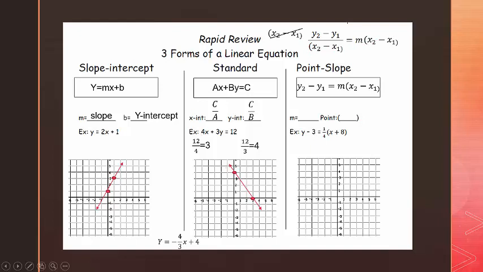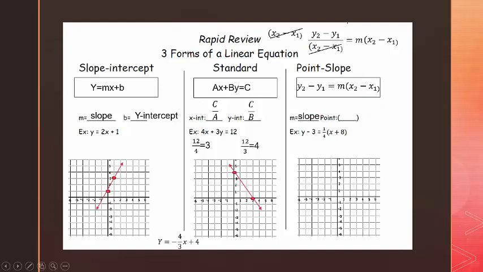If you do that, you'll find that your x2 minus x1s cross-reduce with each other, and they just become 1 and 1. So we just drop them, and we're left with point-slope form. So it's really just a modified slope formula.